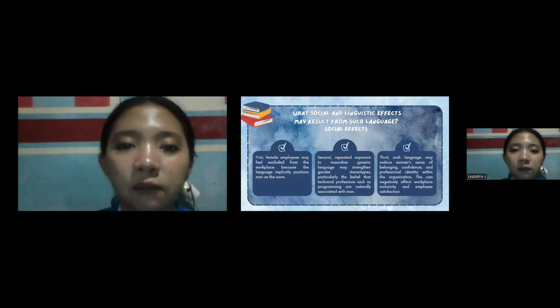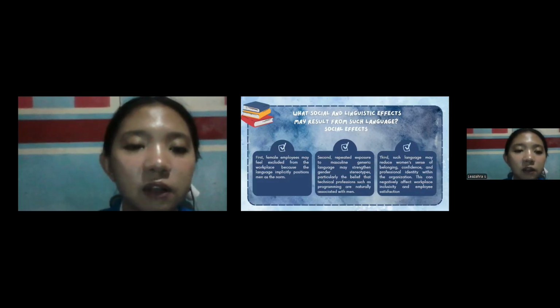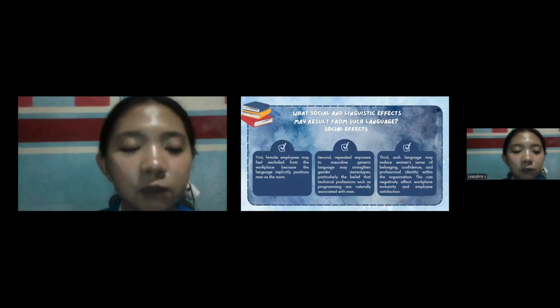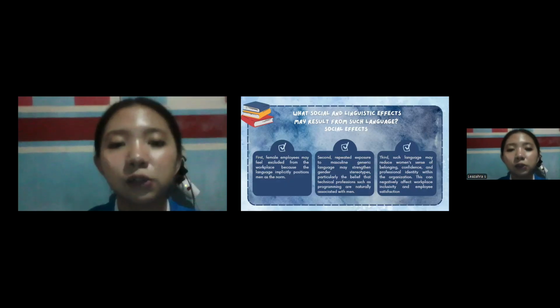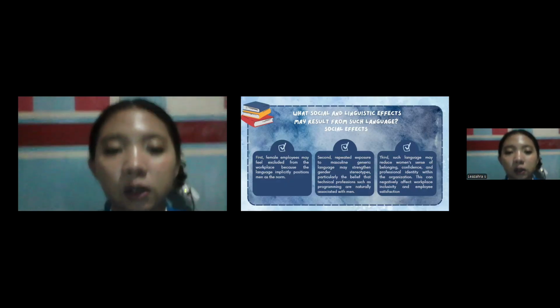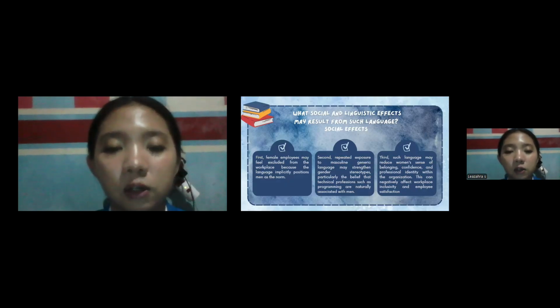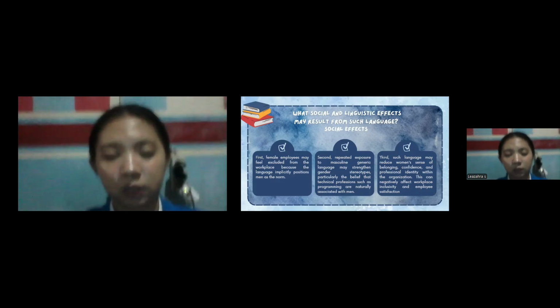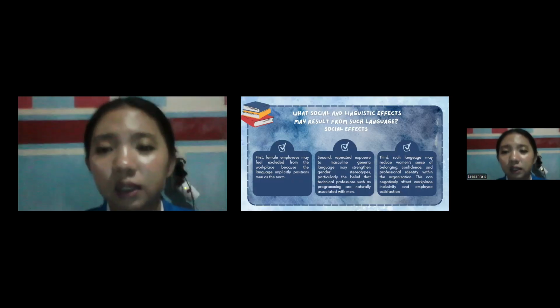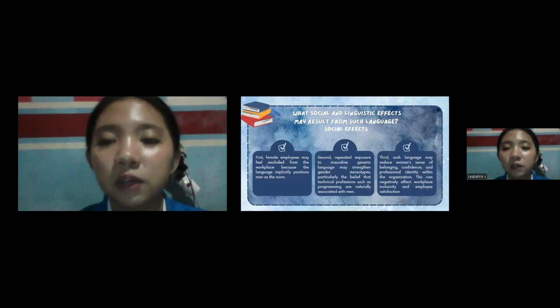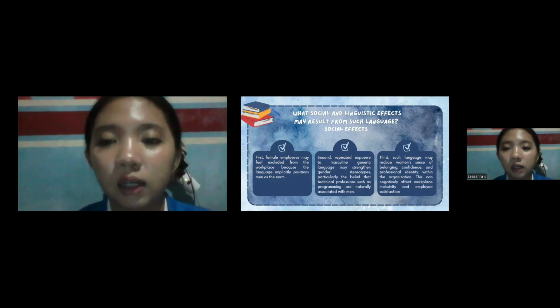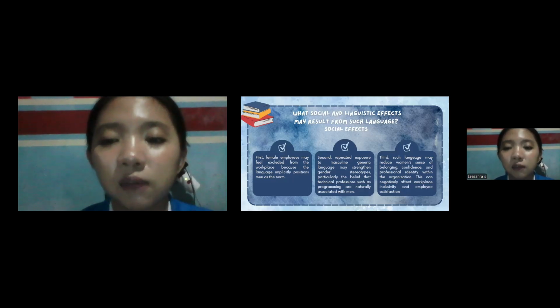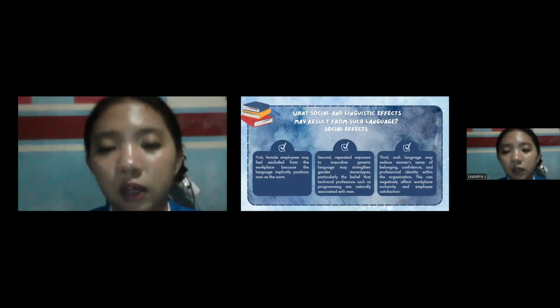What are the social and linguistic effects? First, female employees may feel excluded from the workplace because the language explicitly positions men as the norm. Two, repeated exposure to masculine generic language may strengthen gender stereotypes, particularly the belief that technical professions such as programming are naturally associated with men. Third, such language may reduce women's sense of belonging, confidence, and professional identity within the organization. This can negatively affect workplace inclusivity and employee satisfaction.